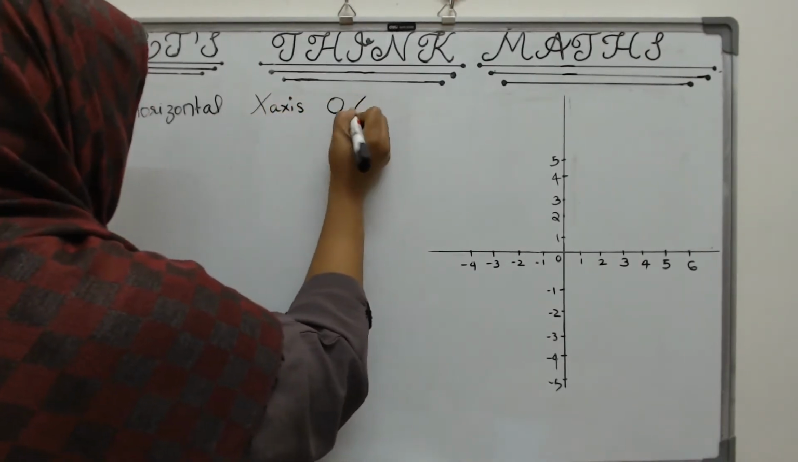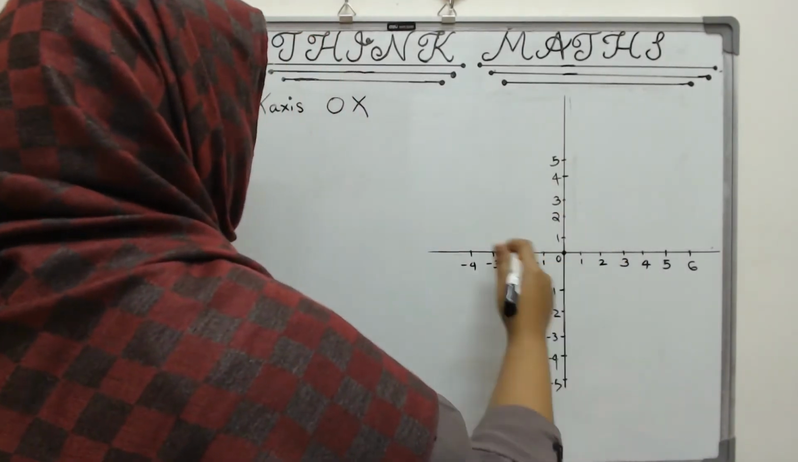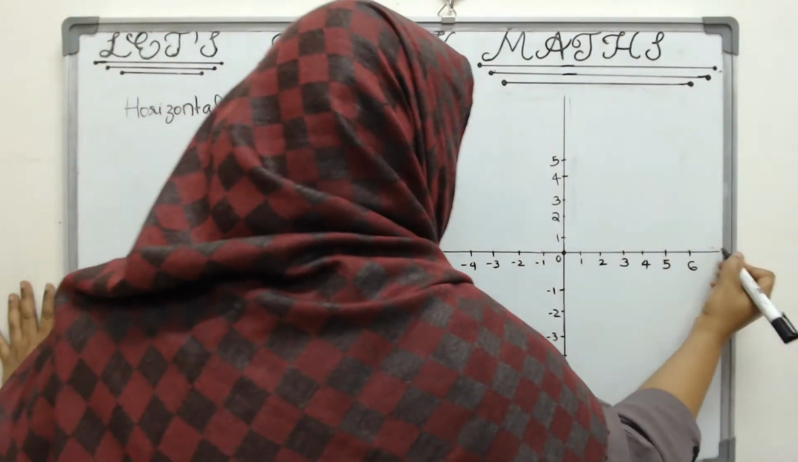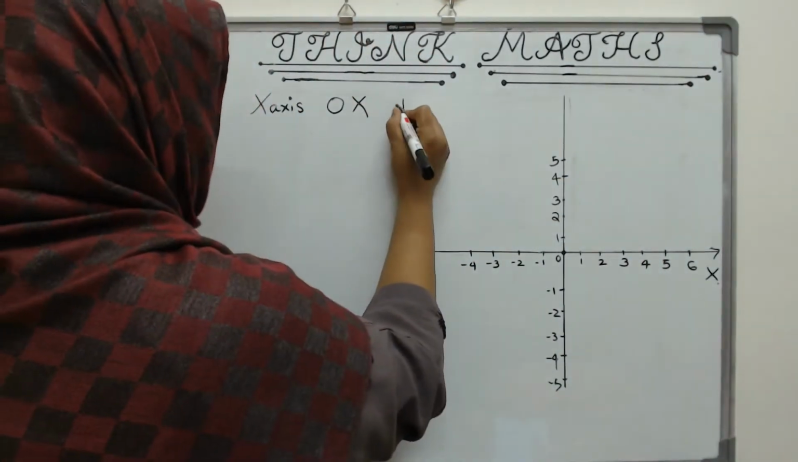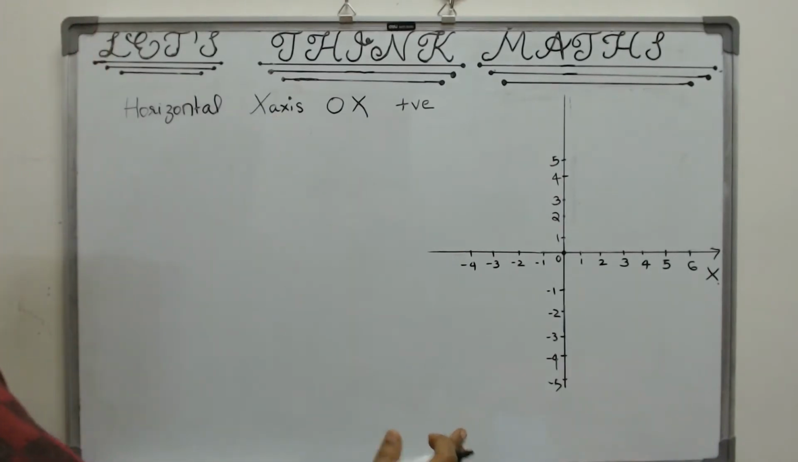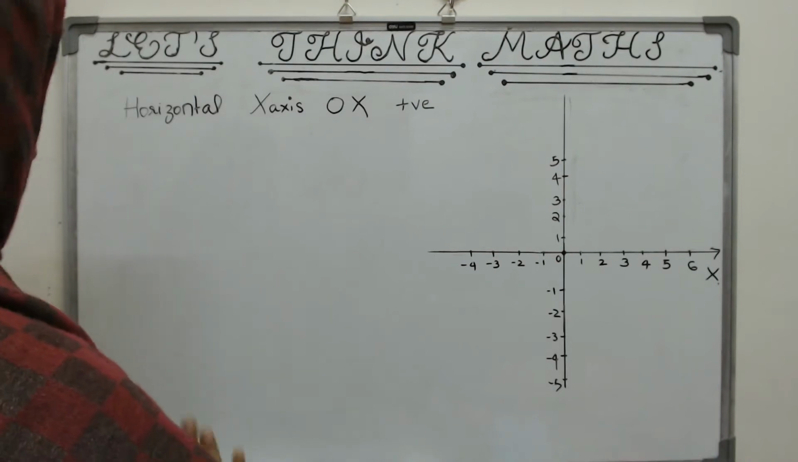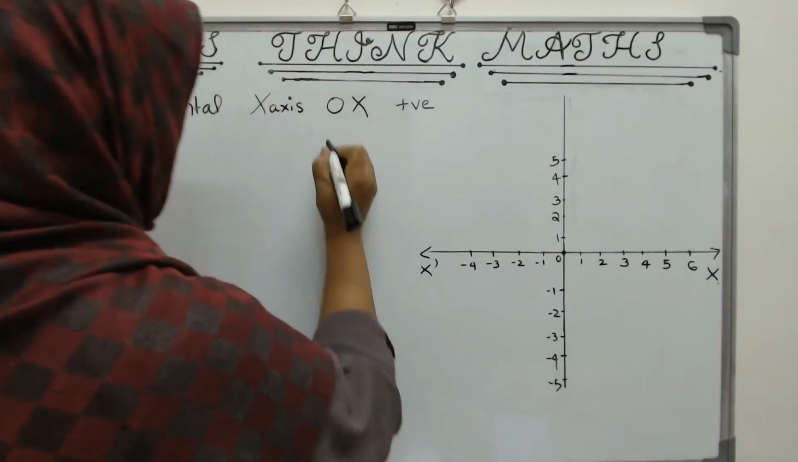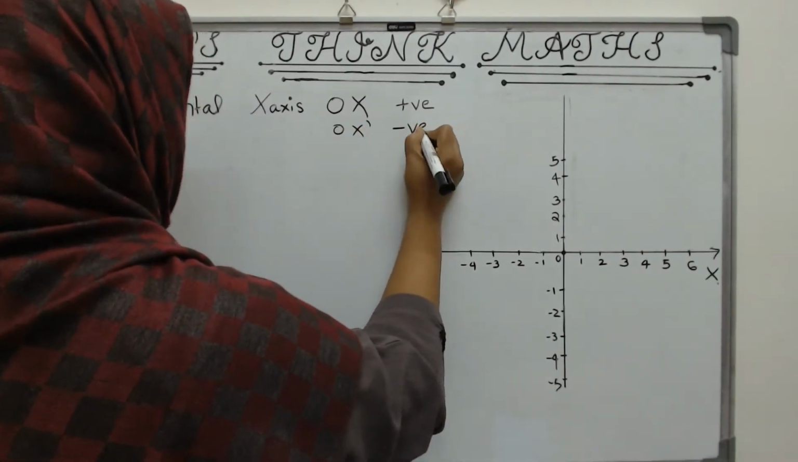And this point which we named O, where the 0 of both these lines coincided, from there to this direction, I will name this x. So, OX will give you the positive direction of x-axis, or in other words, OX has all the positive numbers of the x-axis. Now, this side I will name x dash. So, OX dash will have all the negative numbers.